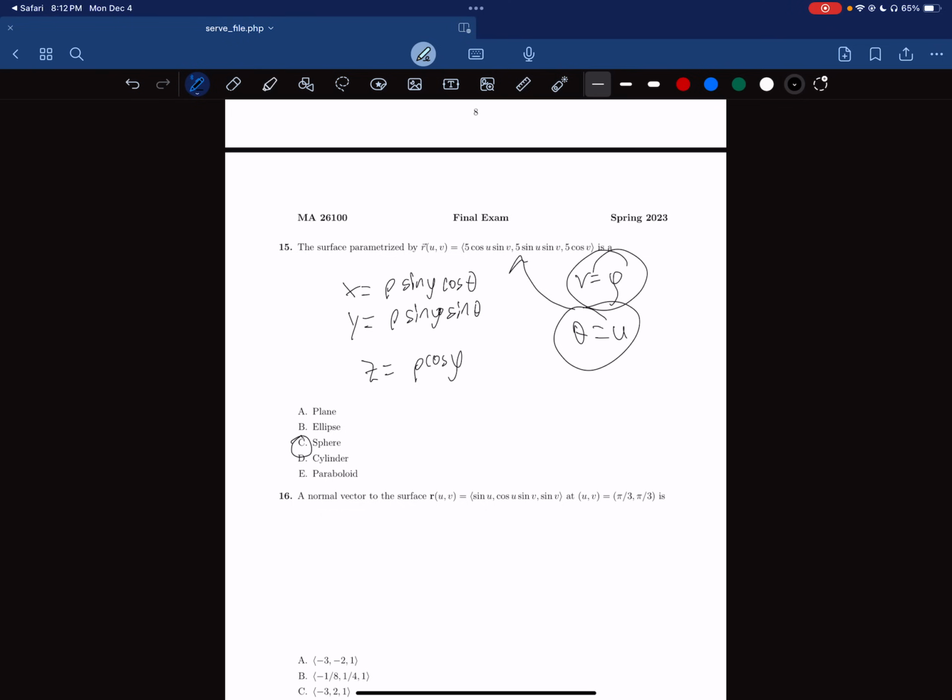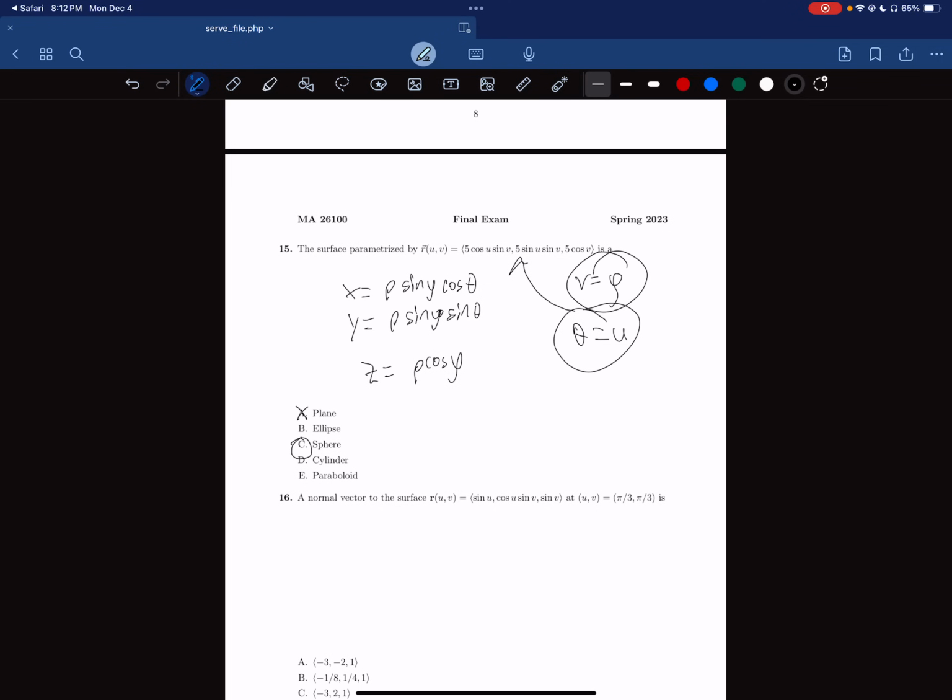But also, you could just think of it like a plane. We've seen planes. This just does not look like a plane. Planes just don't involve cosine or sine. An ellipse? The reason it's not an ellipse is because we have constant coefficients here. Ellipses would not have that.